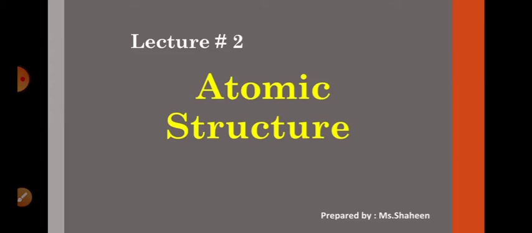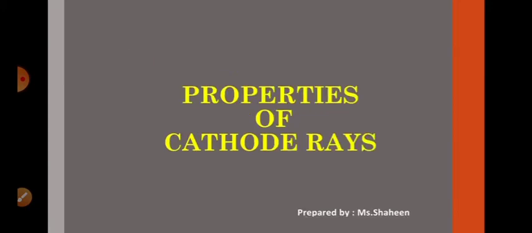Today is the second lecture of this chapter. In today's lecture, we will study the properties of the cathode rays and the measurement of the charge over mass ratio of the electron. First of all, let's start from the properties of the cathode rays.